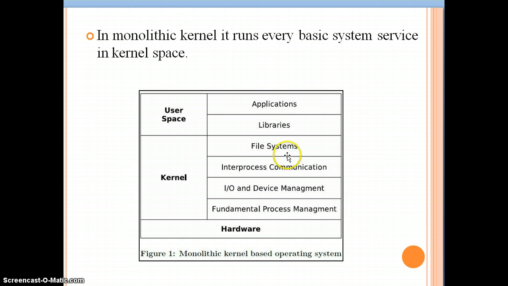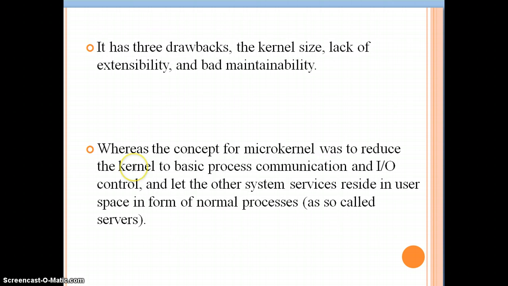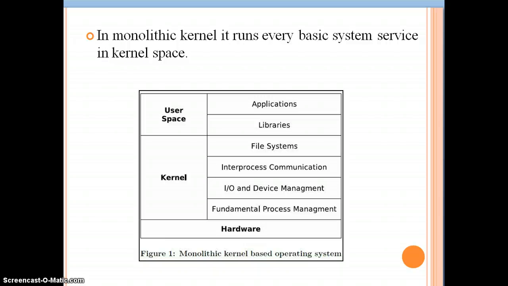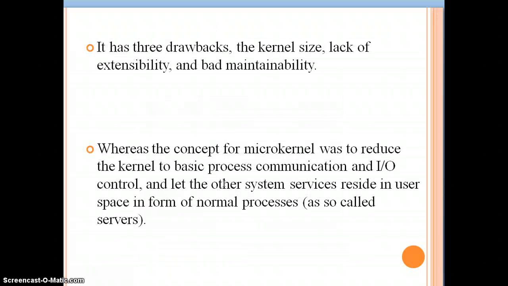This operating system has many disadvantages or drawbacks. The drawbacks are the size of the kernel, and the lack of extensibility and maintainability. As we have seen in the figure, the kernel size is bigger compared to the microkernel operating system, because all the processes run in the kernel space. So it is not easy to manage the processes running in the kernel space. To avoid this drawback, we can use the microkernel.